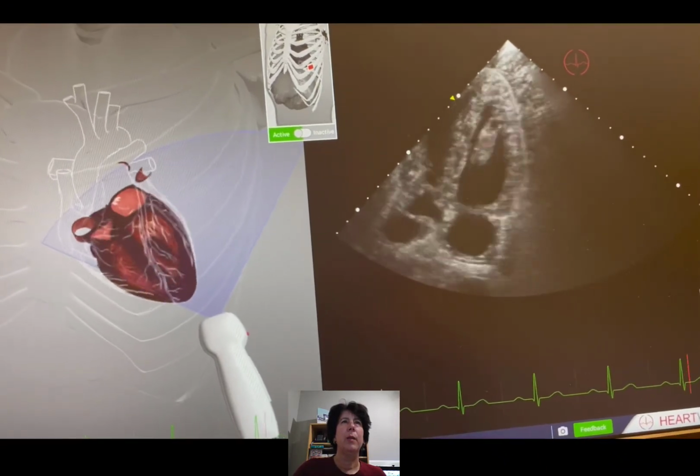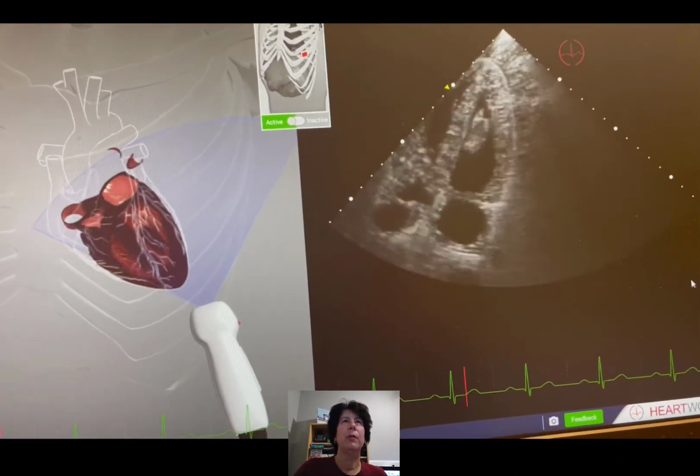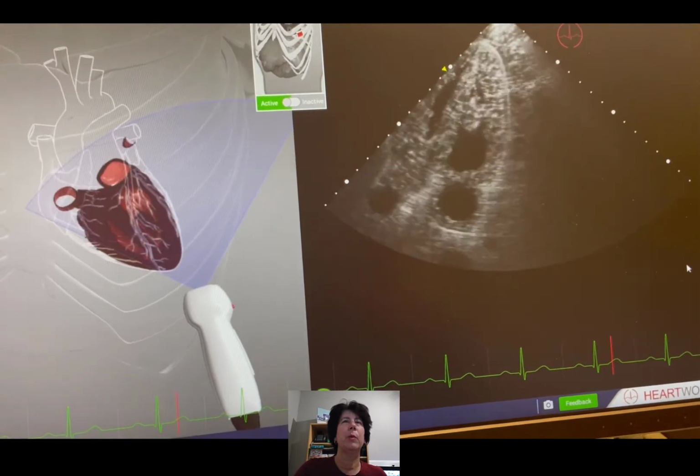Here's our first kind of common error. So what happens here is that you have the right place where you place your probe, but because you want to get really nice perpendicular contact, or nice contact with the chest, you put the probe down in a very perpendicular fashion to the chest wall. And so you cut the heart really short.